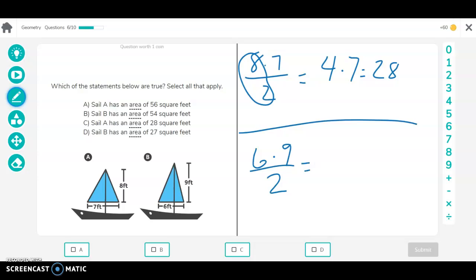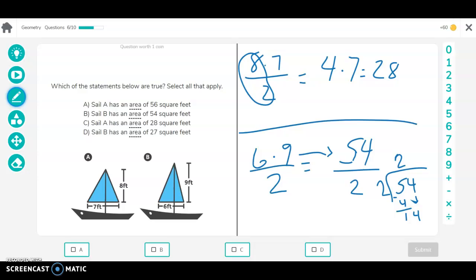I'm going to show you the other way. 6 times 9 first is 54 divided by 2. Let's see, we'll do the math really quick out to the side. 2 goes into 5 2 times. Subtract 5 from 4. We get 4 from 5, excuse me. And then bring your 4 down. 2 goes into 14, 7 times. We get 27. So we've got 27 and 28 feet squared. So we need to find the answers that say boat A has an area of 28, which is C, and boat B has an area of 27, which is D.